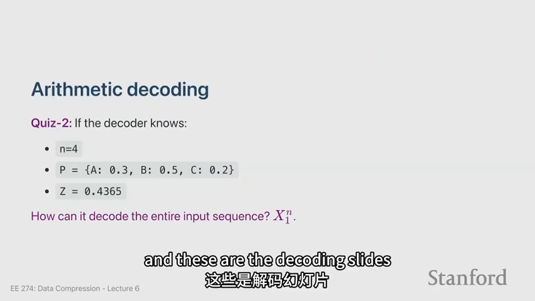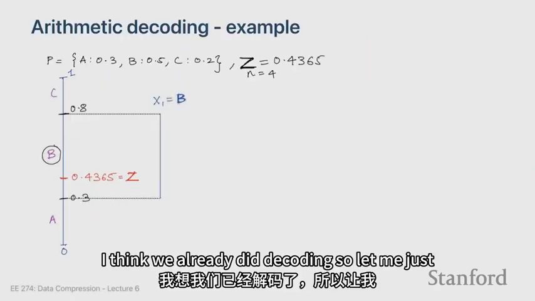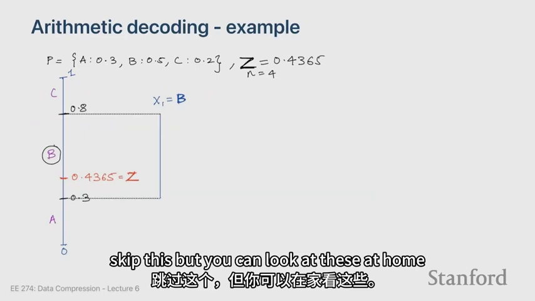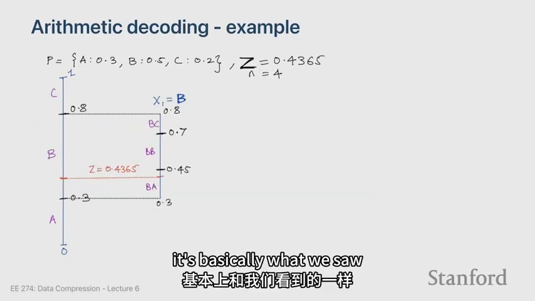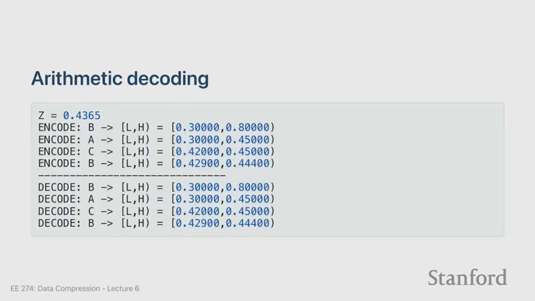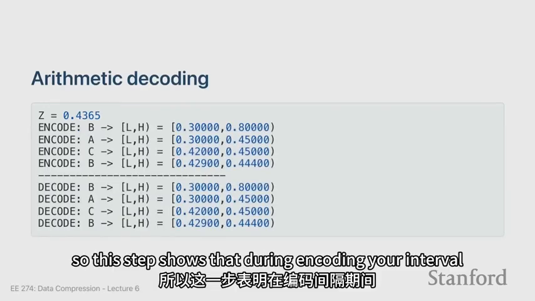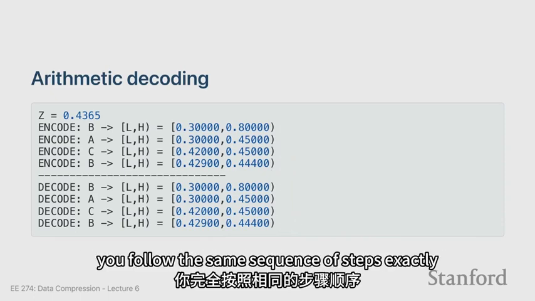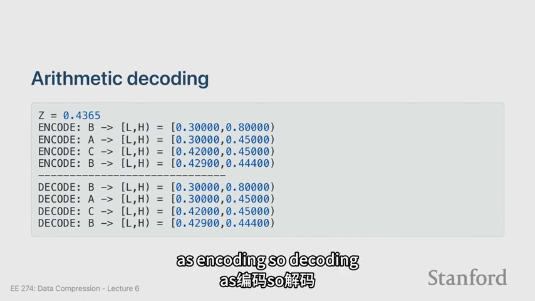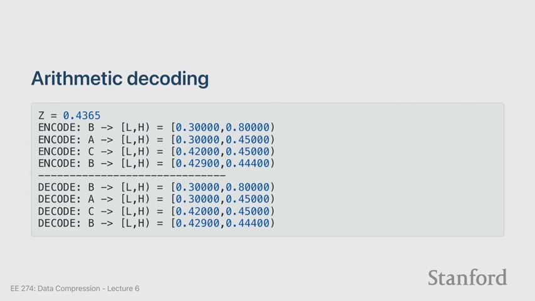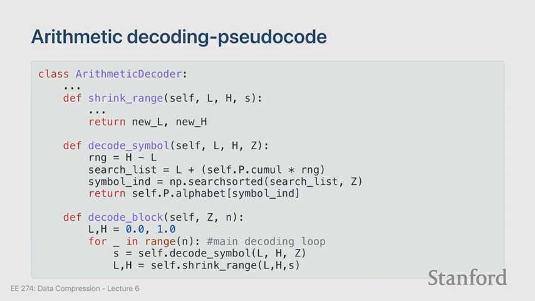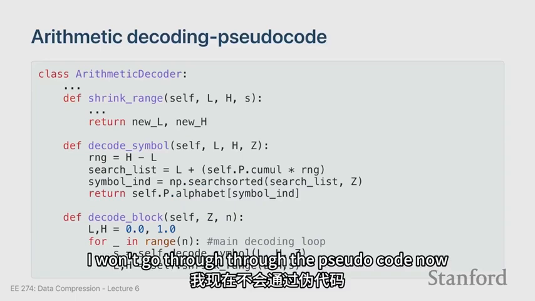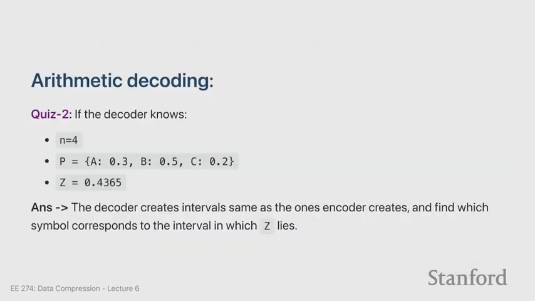These are the decoding slides. I think we already did decoding, so let me just skip this, but you can look at these at home. It's basically what we saw. This step shows that encoding and decoding are very symmetric. At every step you follow the same sequence of steps exactly, as in encoding, so in decoding. I won't go through the pseudocode now.